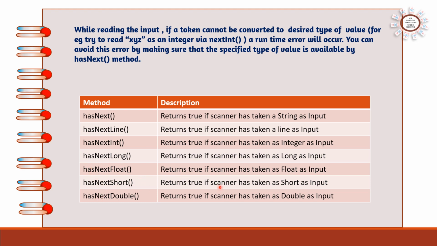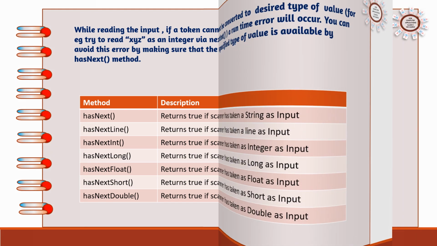hasNextShort will check if the scanner is taking a short as the input, and hasNextDouble if it is taking a double as an input. If you are inputting a sentence or character, it will come as wrong. So the hasNext methods will check whether the correct input is given or not.